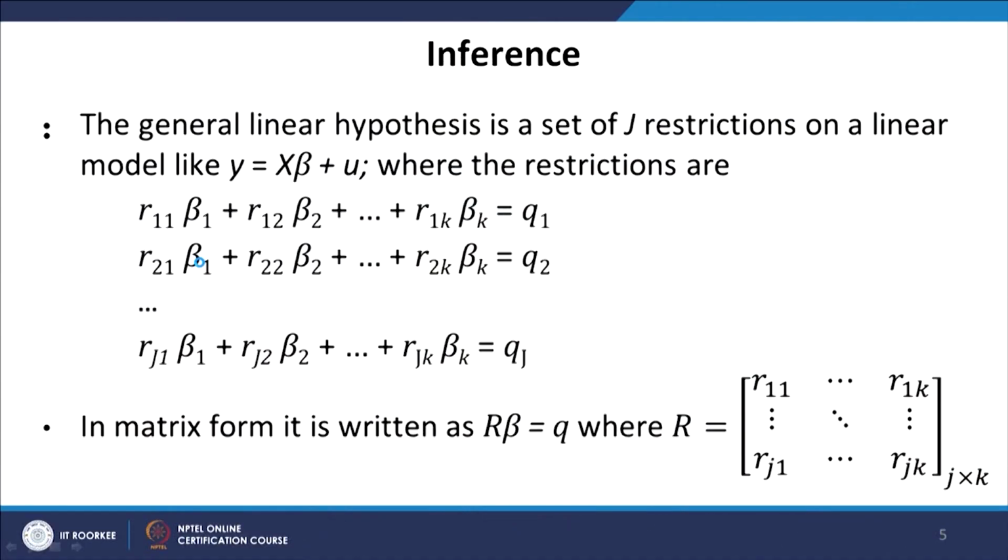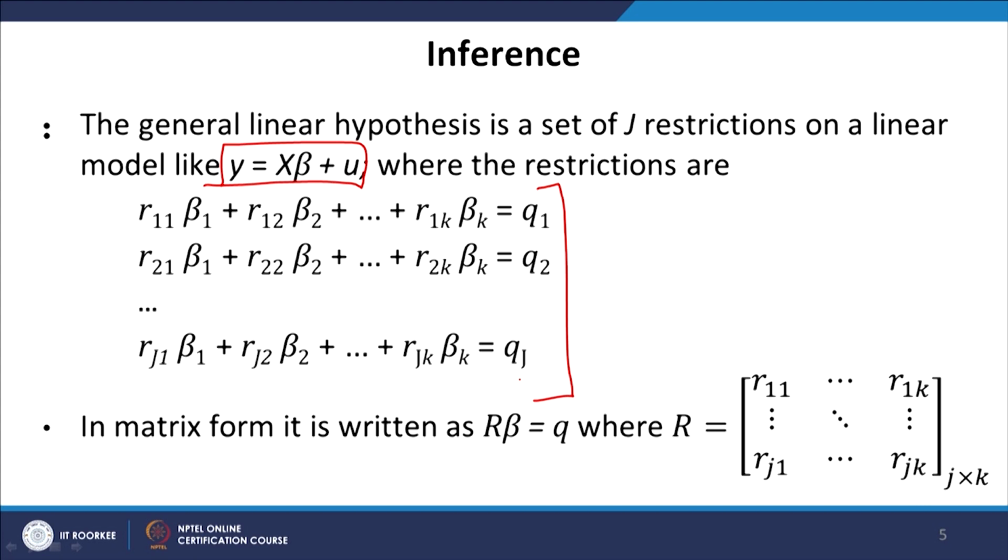The general linear hypothesis is a set of j restrictions on a linear model like y equals X beta plus u. If you remember, this is our population model, y equals X beta plus u, where y is an n by 1 vector, X is an n by k or n by k plus 1 matrix, beta is a k plus 1 by 1 vector, and u is an n by 1 vector. Now, I am defining certain restrictions. These restrictions relate to the hypothesis that we want to test.